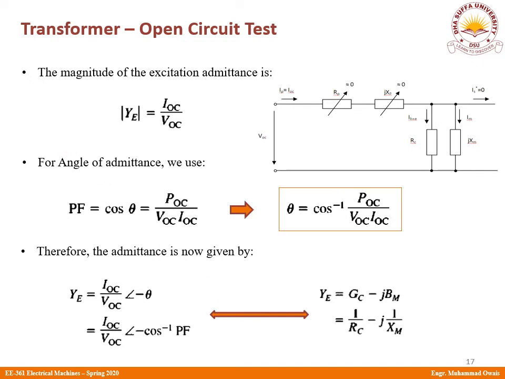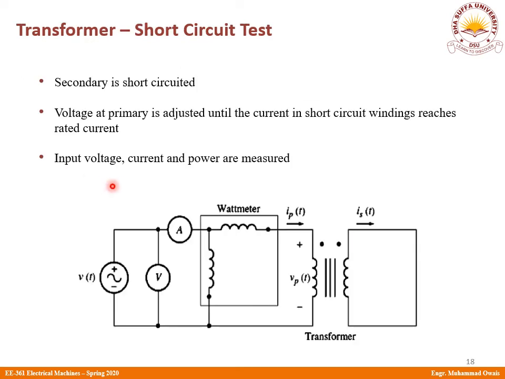Okay students, now let's move on to the second test, which is called the short circuit test. So now is the time to discuss the short circuit test for a transformer. As the name suggests, short circuit means that one side of the transformer is simply short circuited. So here you see the secondary has been short circuited, and we are interested in finding out the voltage at the primary, the current at the secondary, and also the power.